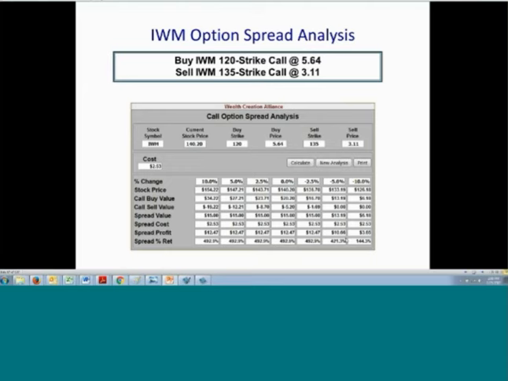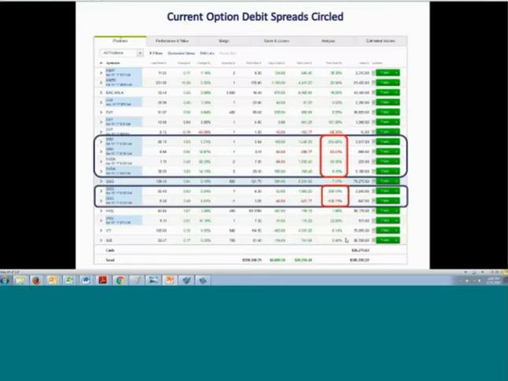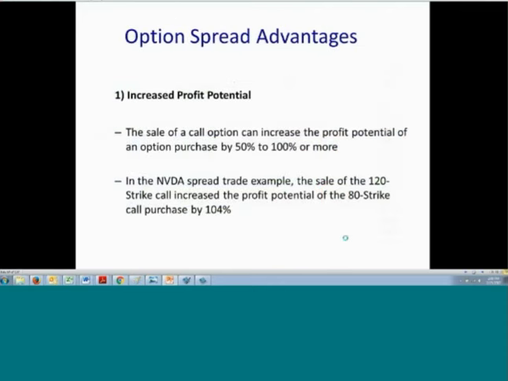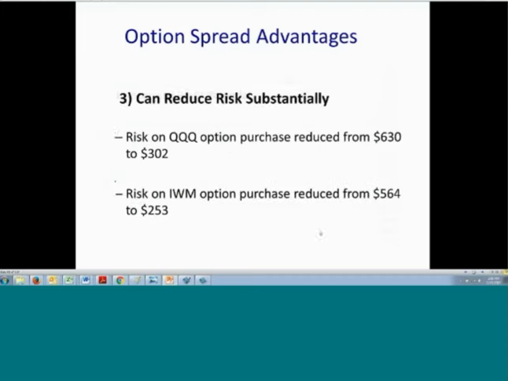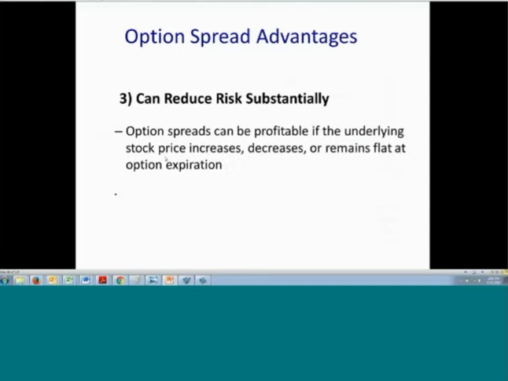So there's two examples of call option purchases we made. We had a profit in the option purchase, so we sold an option to increase the profit potential of the existing call purchase and also provide downside protection. So in the case of the QQQ, we purchased the 105 call at 630. By selling the option, it reduced our total risk from $630 to $302. And as we saw, the spread can be profitable if the stock goes up or down.